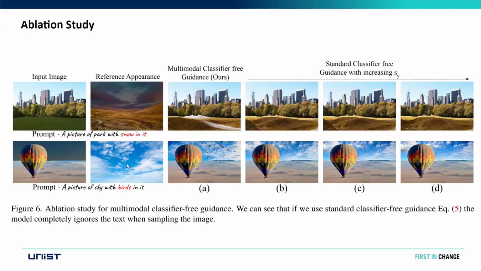And for the ablation study, they try changing SY, the strength of the conditional signal of the text prompt, and the more we set for this signal, the better the result we get. But for the standard one that doesn't consider the text, nothing changed. Like if the prompt says snow on it, there is no snow, and if we ask for a bird in the sky, there's no bird. So that's why they use the multimodal one that also includes the text prompt.